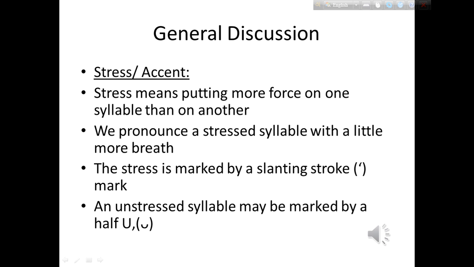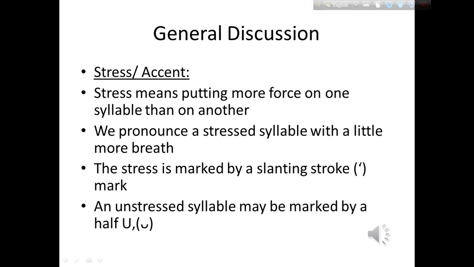Now, stress or accent. Stress means putting a greater amount of force on one syllable in speaking than on another. Where the accent comes depends on how the reader wishes to render the sense. We pronounce a stressed syllable with a little more breath and emphasis, with the result that it comes out slightly louder, higher in pitch, or longer in duration than other syllables. The stress or accent is marked by a slanting stroke mark on the vowel, because a syllable contains only one vowel sound, no matter how many vowels may go with it. If there are 2 vowels side by side in a single syllable, usually the first vowel is stressed, but sometimes the pronunciation fixes where the stress should be put.